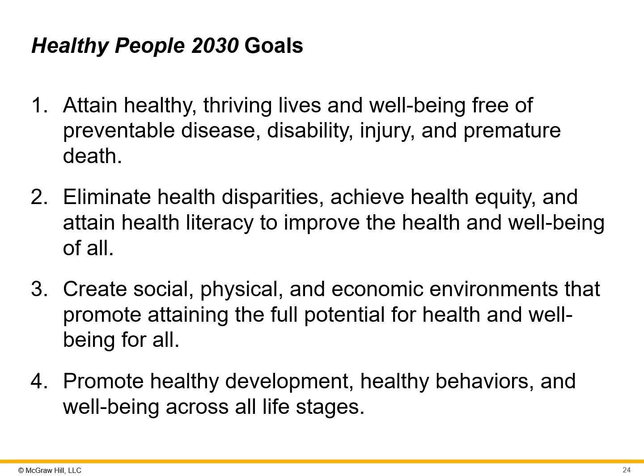All right, so the goals of that. Number 1 was to obtain healthy, thriving lives and well-being free of preventable disease, disability, injury, and premature death. Eliminate health disparities between individuals, so providing health equality, giving everybody equal opportunity, also health literacy, so improving education for everybody. And creating social, physical, and economic environments that promote everybody getting to their full potential, and promote healthy development, healthy behaviors, and well-being across all ages, from infancy to adulthood.